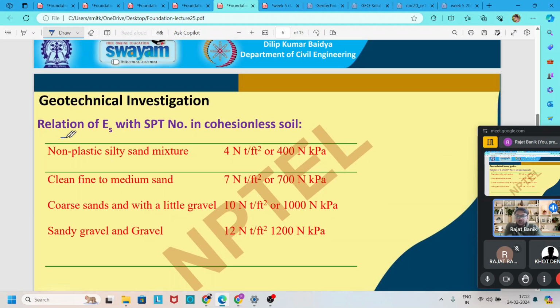Then the correlation between the Young modulus and the SPT number for cohesionless soil. For a non-plastic silt-sand mixture, the Young modulus is 400 times N, meaning the SPT number, and the unit is kilonewton per meter square. But if the unit is ton per foot square, then this becomes 4 times N, meaning the SPT number, and here it is mostly for the corrected SPT number, N corrected.